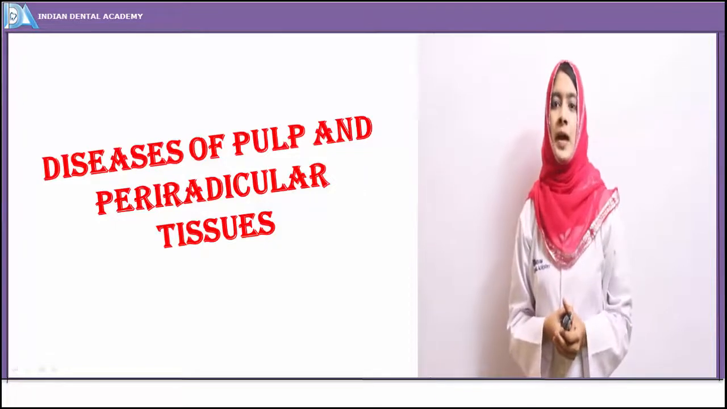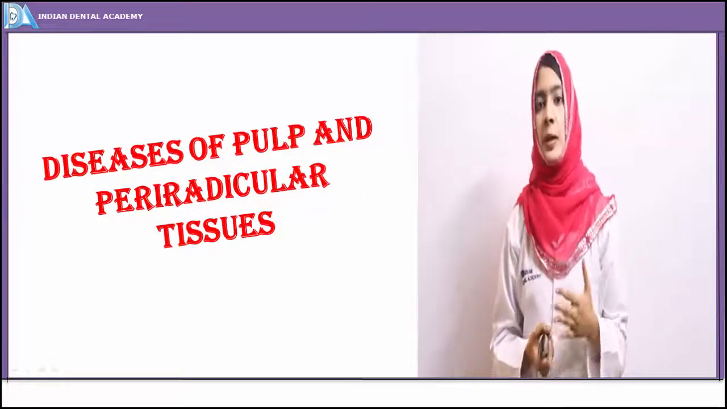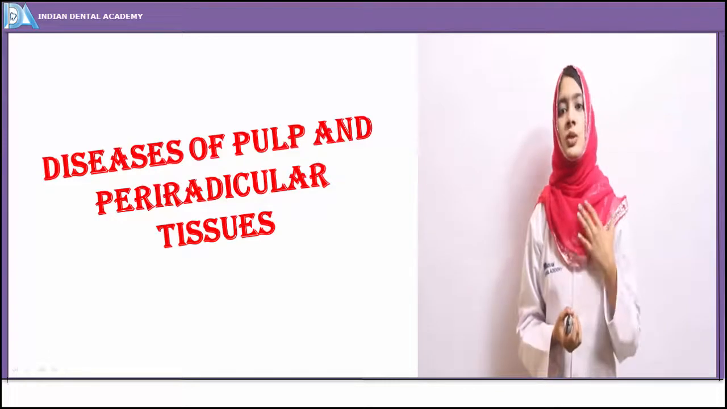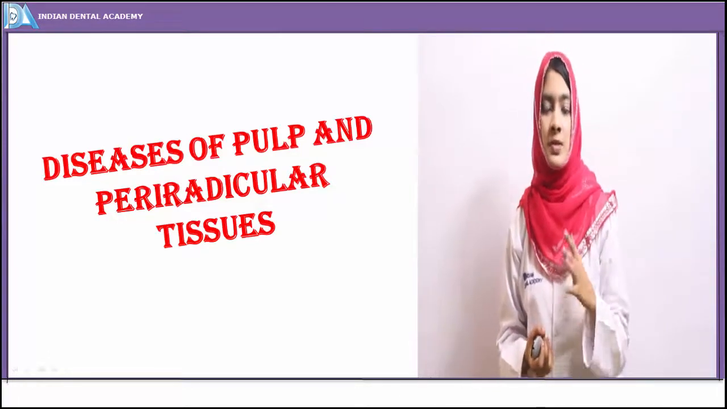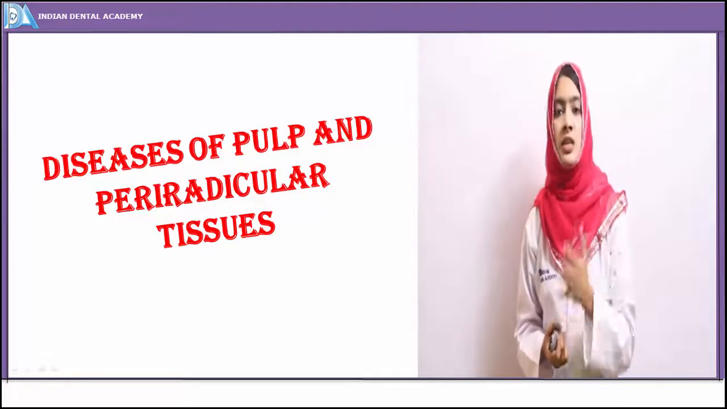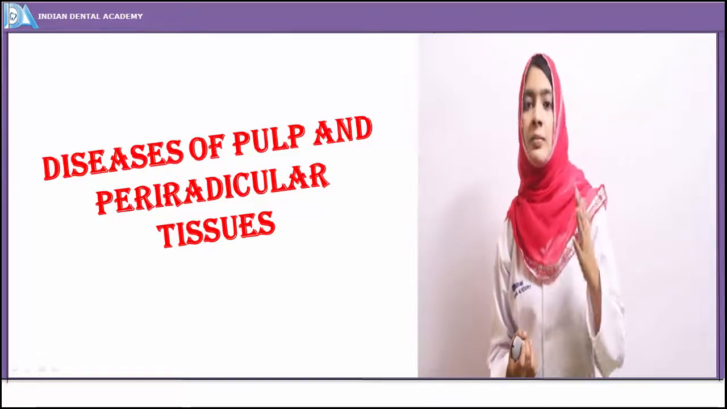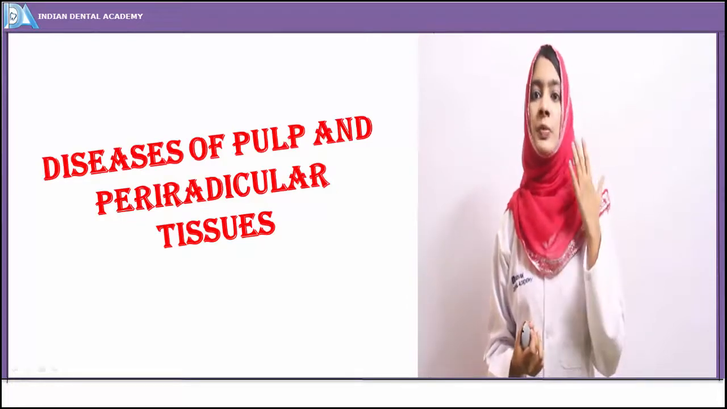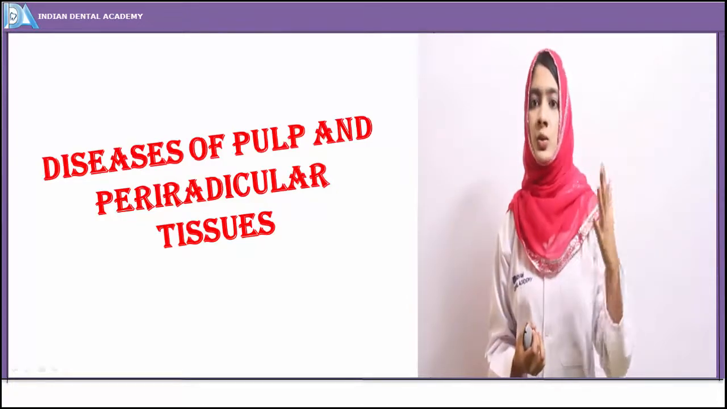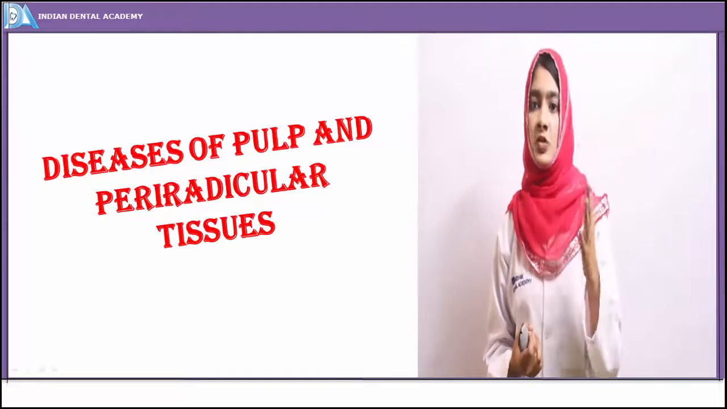Diseases of pulp and periradicular tissues. Pulp is a delicate connective tissue. It is just interspersed with blood vessels. Many tiny blood vessels are present. Lymphatics are present. Nerves are present. Myelinated and unmyelinated nerves are present, so that contributes to the nature of symptoms we notice in cases of pulpitis.